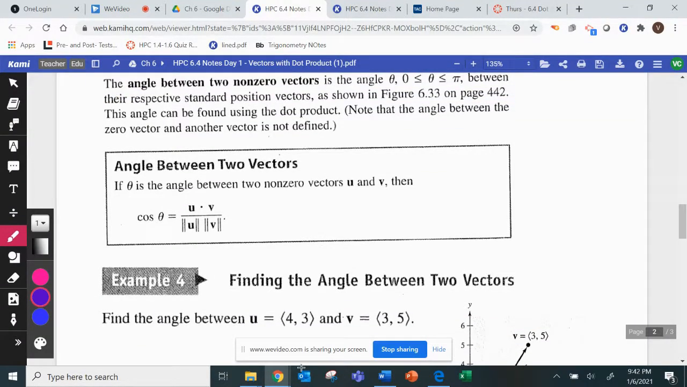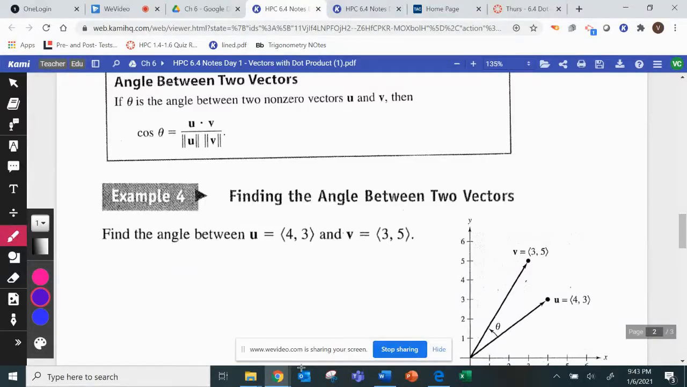In the paragraph here, we're going to find an angle that is only from 0 to pi, and it says 0 to pi, and then it puts the answer in degrees. So I'm not quite sure why they wrote 0 to pi instead of 0 to 180, but the answer they have for this one is in degrees, or for example 4, I should say. And then please note that the angle between the 0 vector and another vector would not be defined.